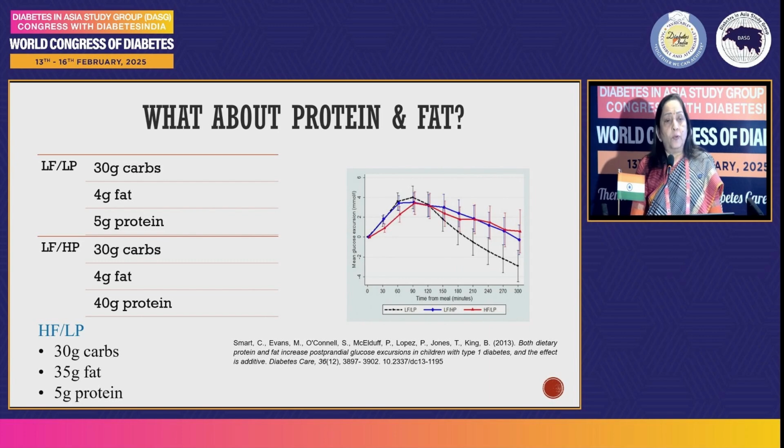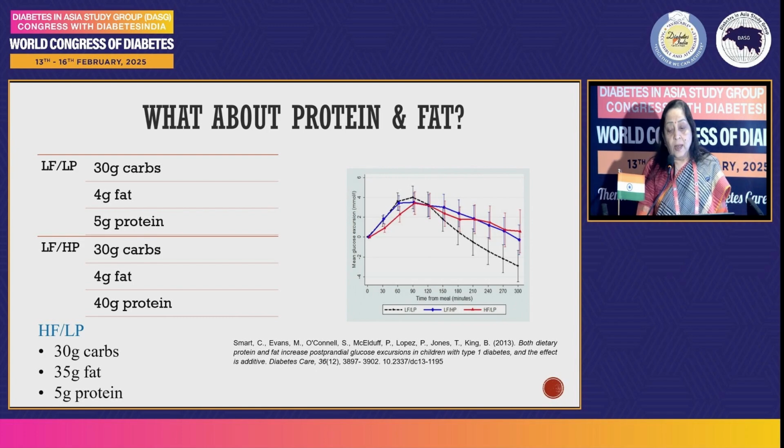Now, what about the food? We discussed carbohydrate counting, but there are some foods that contain a lot of fats and a lot of proteins. So, how to calculate? You can see this graph that both dietary protein and fat increase the postprandial glucose excursion in children with type 1 diabetes.